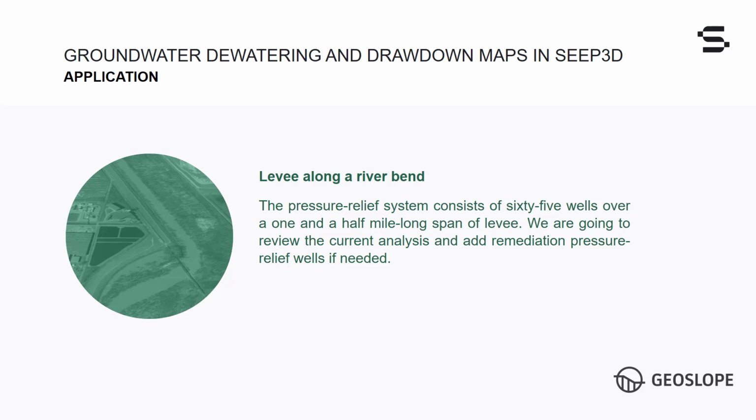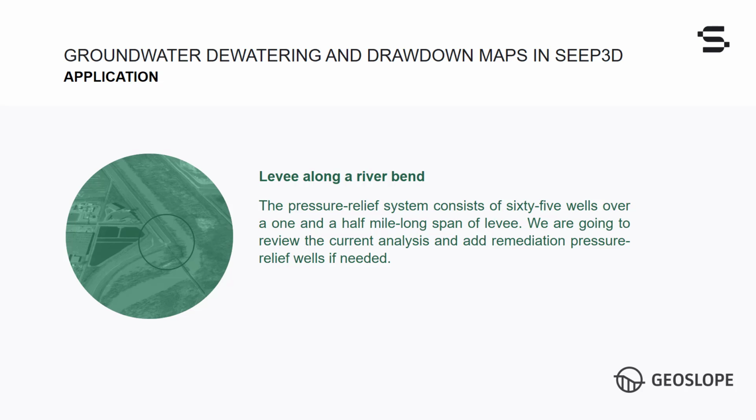Let's start by modeling the pressure relief system for the levee along a river bend. As shown in the image on the left-hand side of the slide, the shape of the river has forced the construction of a levee with a 90-degree bend. The levee lies on a 10-foot thick, silty clay blanket that overlies a 90-foot thick sandy aquifer. As will later be shown, the blanket has been eroded in parts of the river. The pressure relief system consists of 65 partially penetrating wells over a 1.5-mile long span of levee.